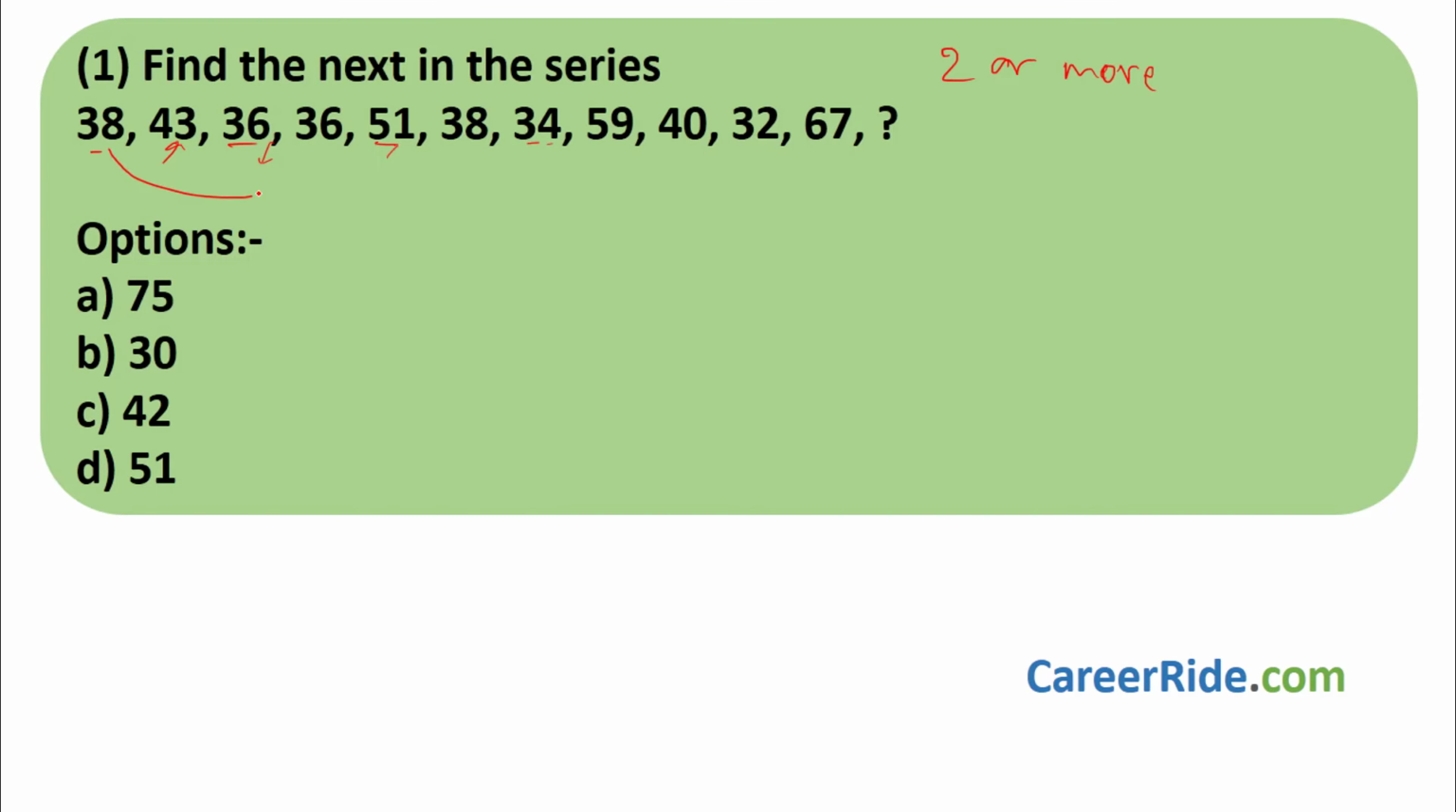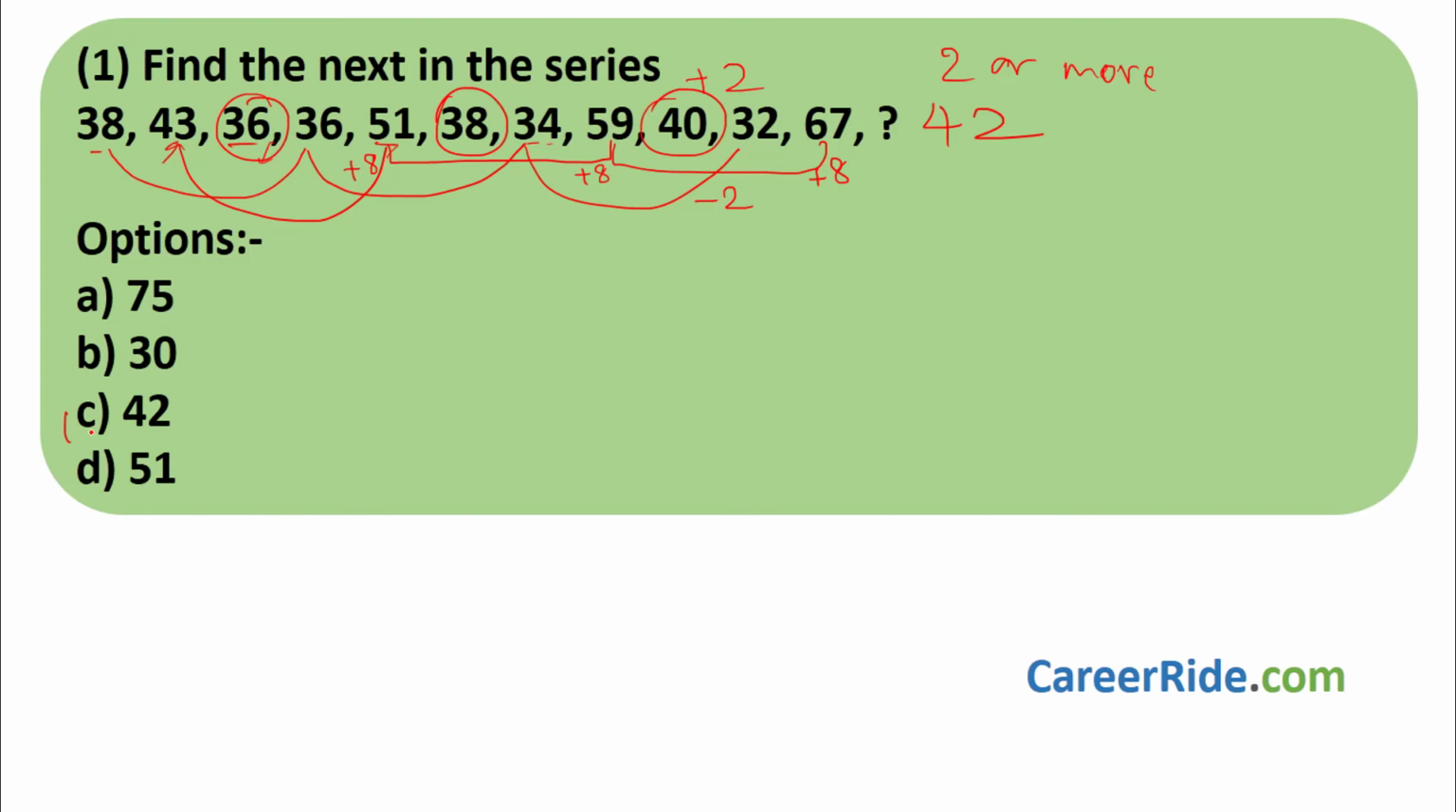So 38 to 36, that is minus 2, 36 to 34, that is minus 2, 34 to 32, minus 2. Okay, we are getting a pattern over here. Next, 43 to 51, it is plus 8. Okay, 51 to 59, again it is plus 8. 59 to 67, again it is plus 8. So we are getting a pattern. There are 3 series over here: 36, 38, 40. So plus 2 is getting added, so this will be 42. Answer is C, 42. Moving to question number 2.